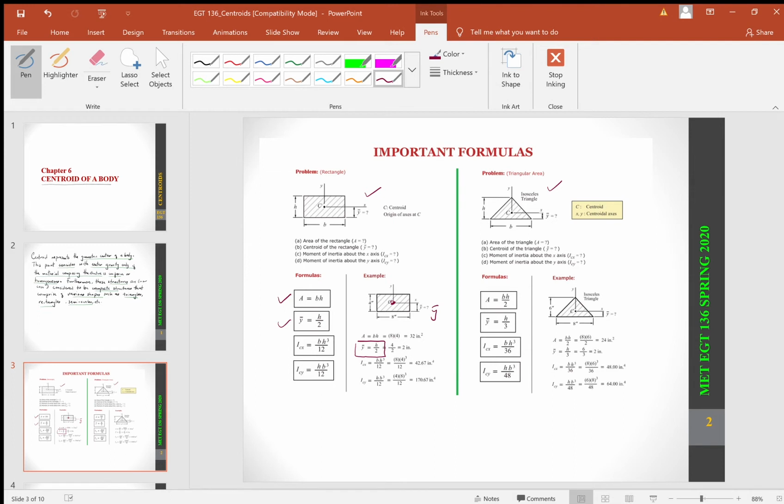Again, this is our h here. This is, I'm sorry, it's our b. So whenever you want to calculate the centroid, which is y bar, it is nothing more than h divided by 2. Okay? So we'll talk about C and D later on, but for right now, I'm just focusing on A and B.